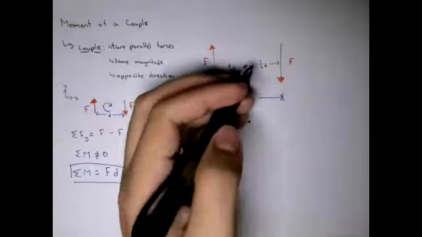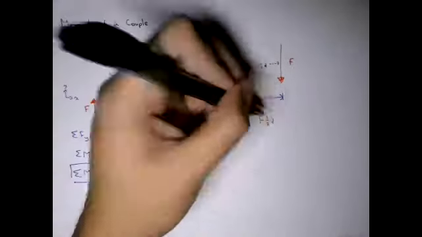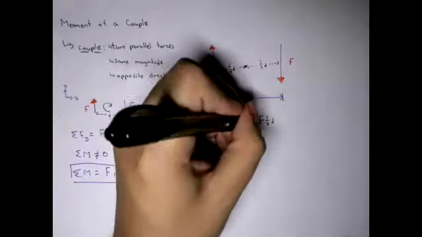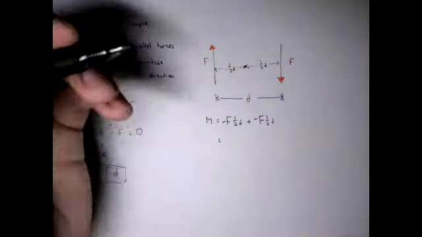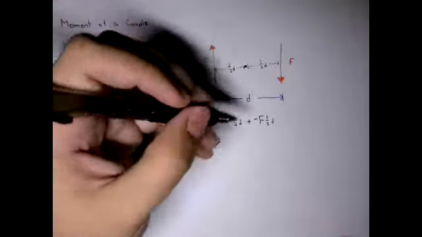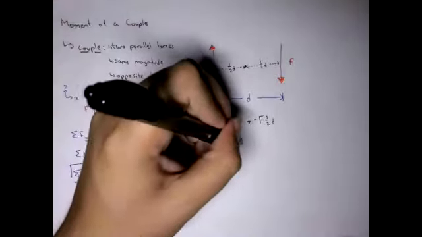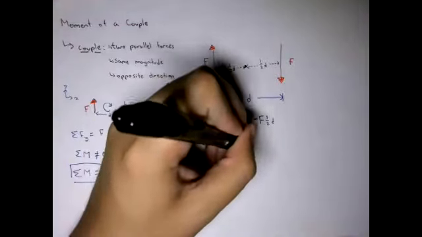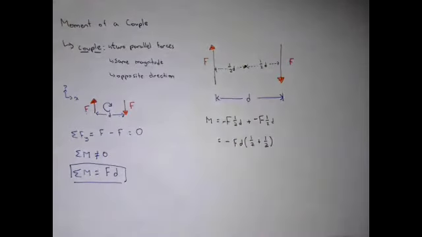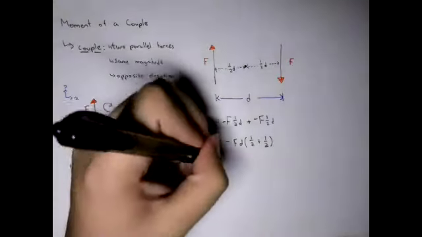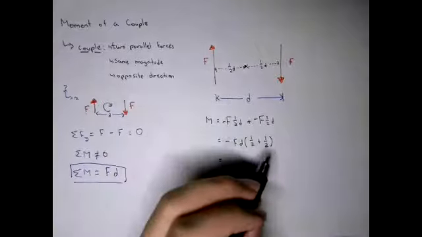Plus, I have my second force, which is also F, times 1/2 d, also clockwise, so I'm also going to give it a negative sign. And notice what happens. We can factor out the negative force and d. So I just end up with negative force d times 1/2 plus 1/2. And what does this end up giving me? 1/2 plus 1/2 is just 1.